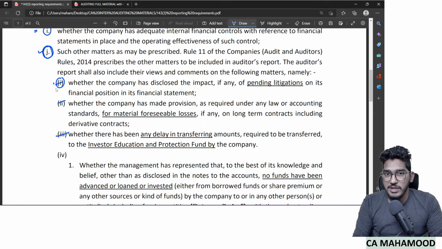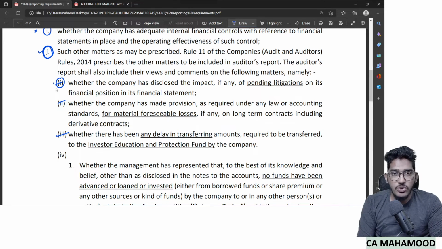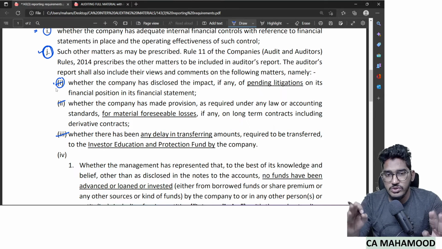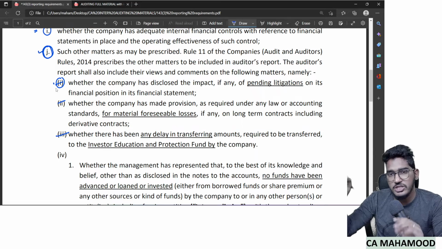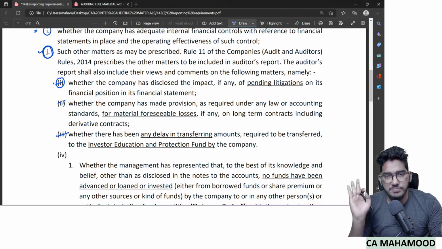Once again, I am repeating, this point is not expecting the auditor to give disclosure. Then what does this point expect the auditor to do? This point expects the auditor to check whether management gave the disclosure in the financial statements or not. Just check whether management gave disclosure. If they gave the disclosure, I will say yes, management has disclosed the impact of all the pending litigations in the financial statements. In case the management did not disclose certain contingent liability or provision arising out of a pending litigation, then I will say no, management did not disclose the impact of pending litigations.